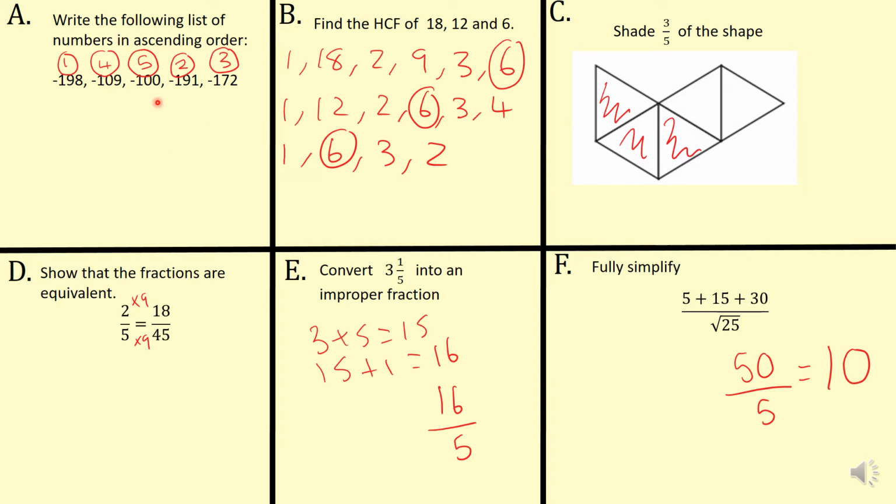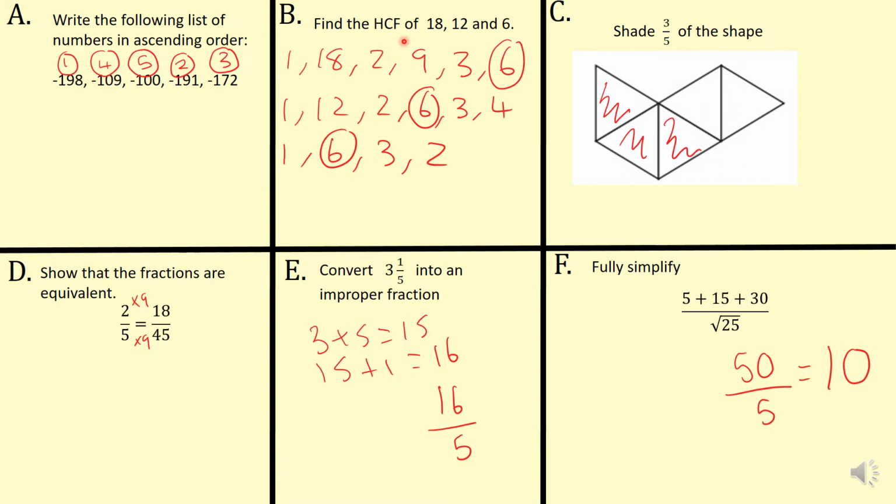We know how to order negative numbers, but we need to make sure we know what ascending order means. Ascending order means you start from the smallest and you go to the biggest. And remember, when you're dealing with negative numbers, as you go towards more negative numbers, they get smaller and smaller. So that's why negative 198 is the smallest one. Again, ascending order means put them in order from smallest to biggest.